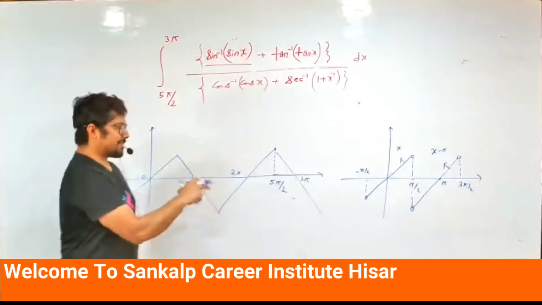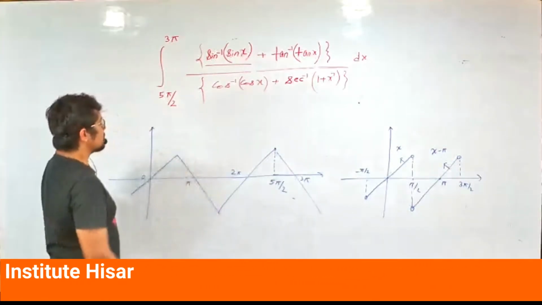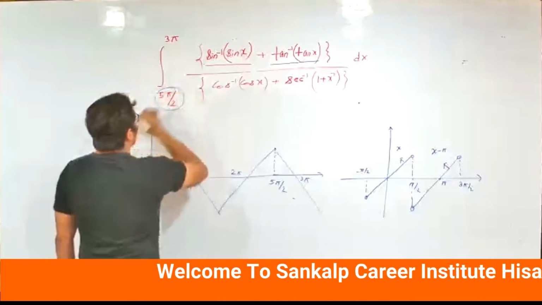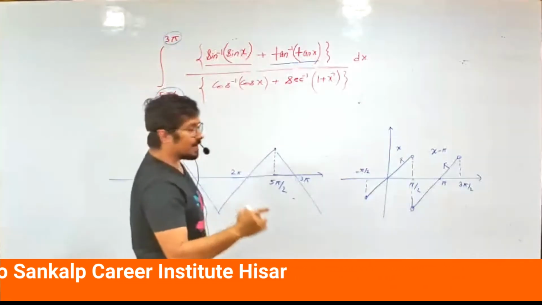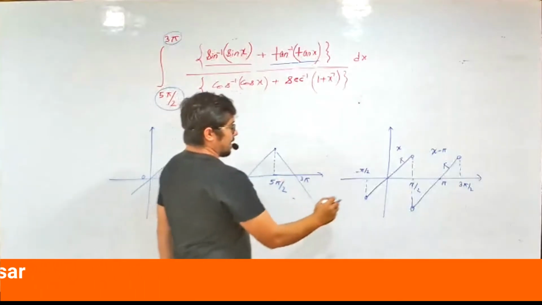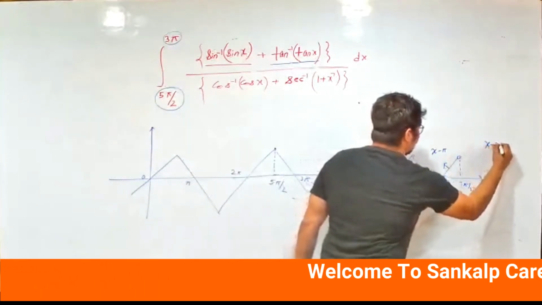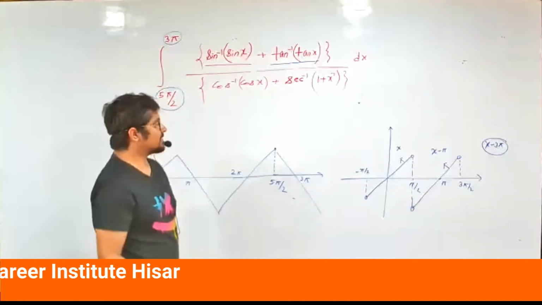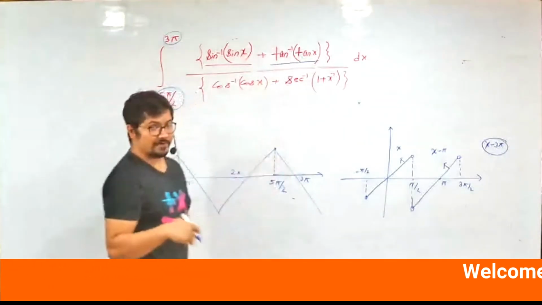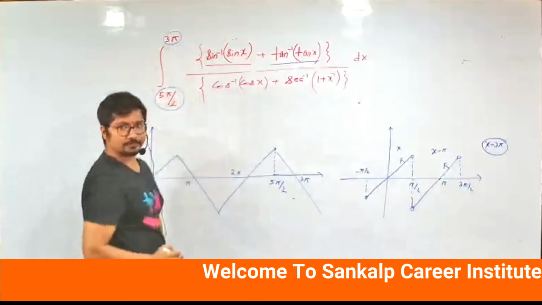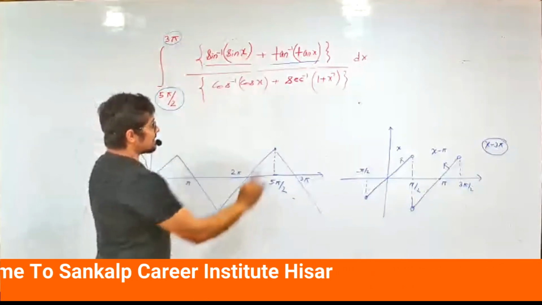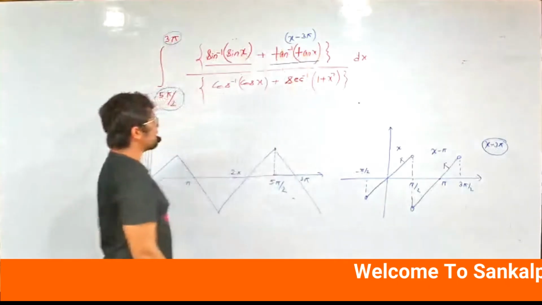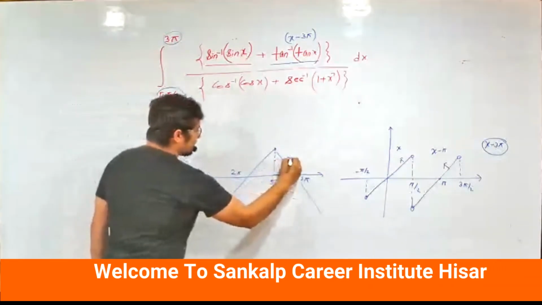So now you can see the symmetry in the graph. So by symmetry, you can say tan inverse tan x in the span of 5 pi by 2 to 3 pi will be x minus 3 pi, right? Because it is quite obvious that tan inverse tan x will pass through the point 3 pi comma 0. So this is x minus 3 pi. And sine inverse sine x in this span, you can see here, it is 3 pi minus x.